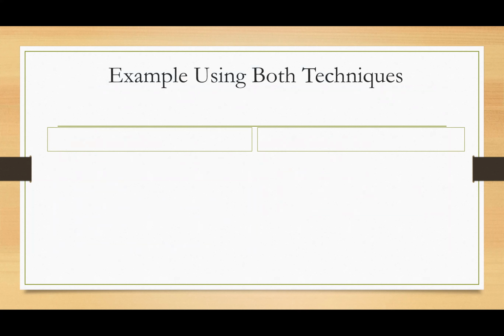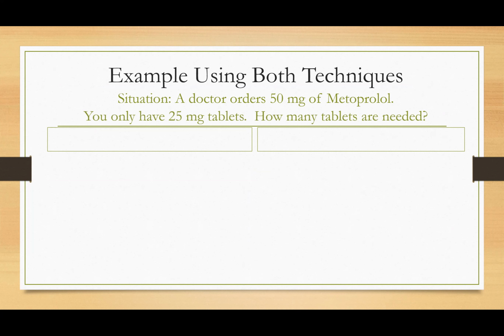We're going to use a quick example of using both techniques so that you can understand technique 1 versus technique 2. So the situation is a doctor orders 50 milligrams of this medication. You, as a nurse or healthcare professional, only have 25 milligram tablets. So you need to determine how many tablets are needed. So technique one is start on the left. Starting on the left, we need to answer the question of how many tablets are needed.